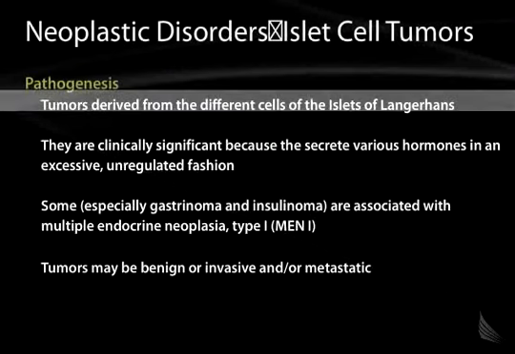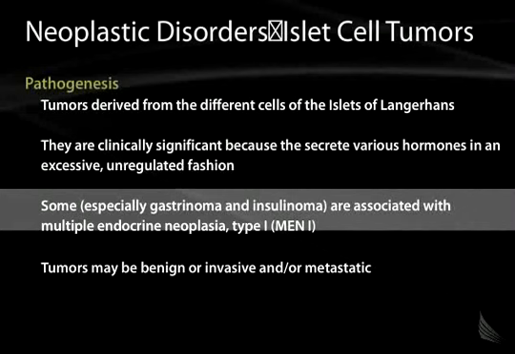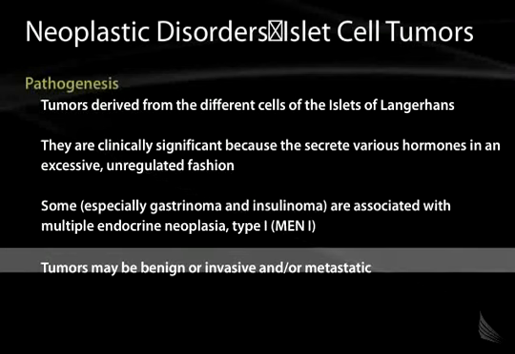Islet cell tumors are tumors derived from the various cells of the islets of Langerhans. They are clinically significant because they secrete various hormones in an excessive, unregulated fashion. Most commonly, however, islet cell tumors are benign and don't secrete anything. Some, however, such as gastrinoma and insulinoma, are associated with other conditions, including MEN syndrome, type 1. These tumors can be benign or invasive and/or metastatic.